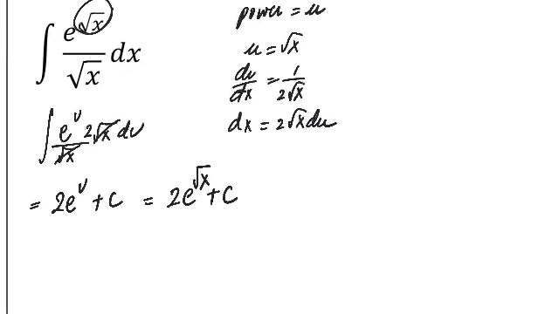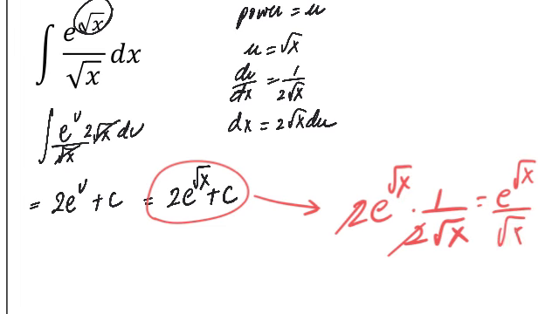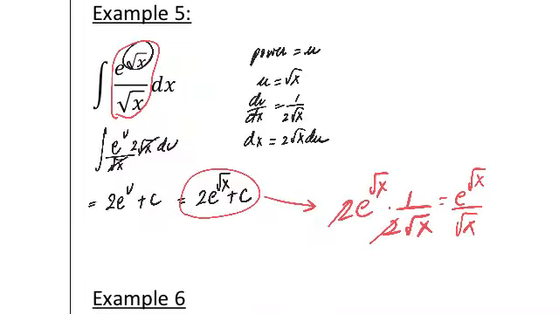And with all of these, you can take this answer, for example, and take a derivative. The derivative would be, by the chain rule, 2e to the root x times 1 over 2 root x. The 2's are going to cancel, and I'm left with e to the root x over root x, which is precisely the integrand here, right? So that's the meaning of an antiderivative.